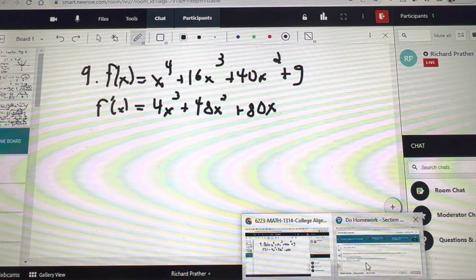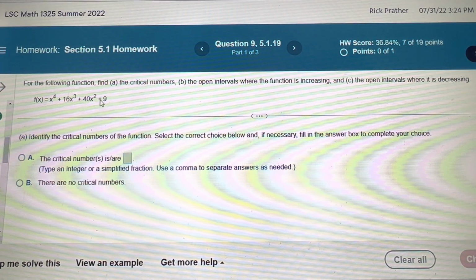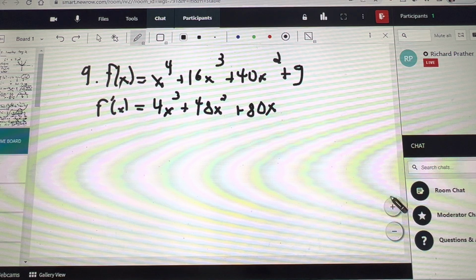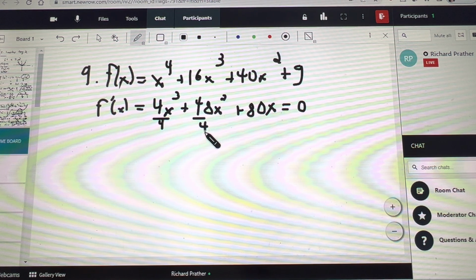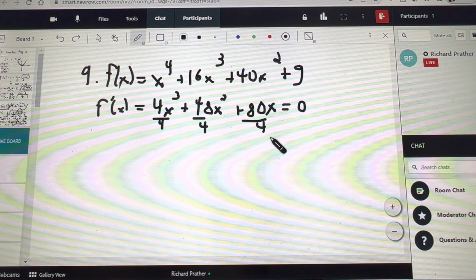and there was no x term. It jumped from square all the way to just 9, so the derivative of 9 is nothing. Set this equal to 0. It's never undefined because it's a polynomial. All of these numbers divide by 4, so if you can do that, that definitely helps. You can't always do that, but it helps when you can.